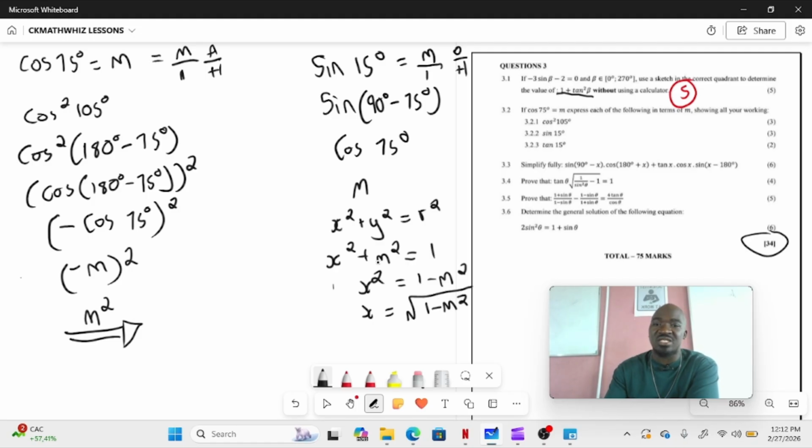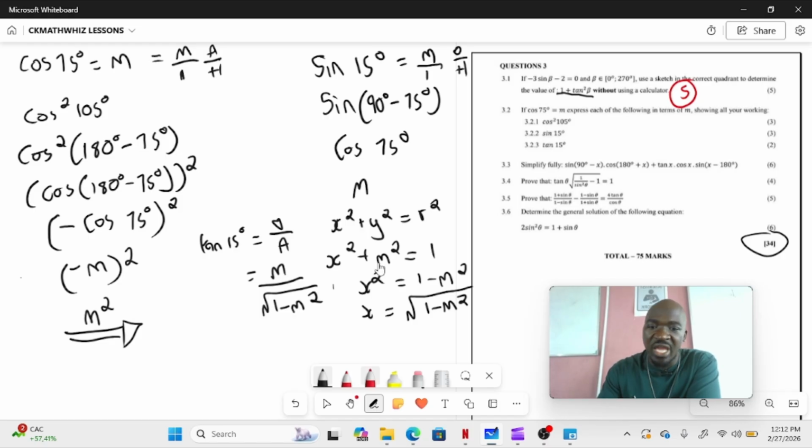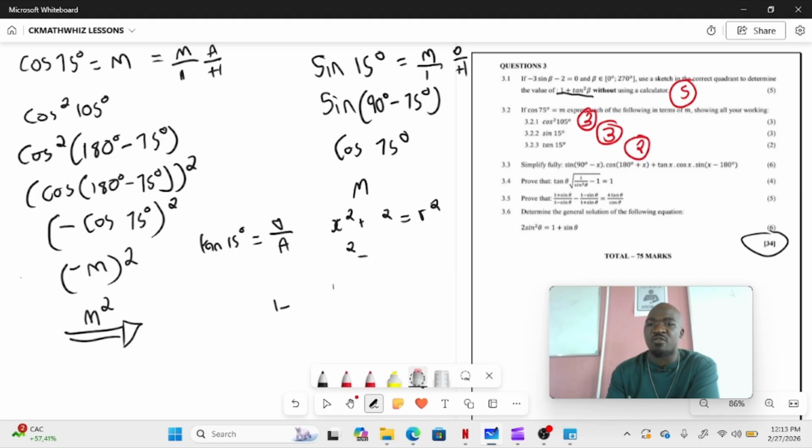Then if we know that is the case, what is tan 15 degrees? Because tan 15 degrees is supposed to be opposite over adjacent. Opposite, we said, is m, so it's m over the adjacent, which is the square root of 1 minus m squared. That's it, guys. So we end up getting our 3 marks there, our 3 marks there, and our 2 marks. Okay, fine, we got that. Then let's remove this and move to the next problem.